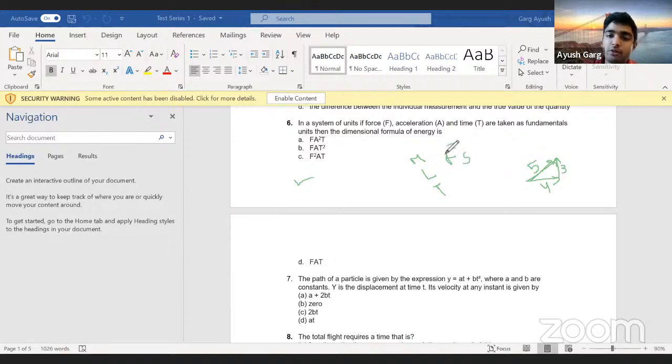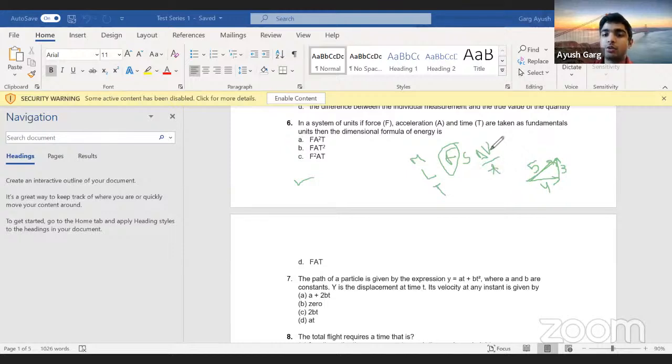So you have already found F here. You're anyways going to get F over here because it's force into displacement. Now you have to find the unit of displacement. How do you find the unit of displacement? Can you find the unit of displacement from acceleration? Acceleration is delta V upon time, correct?